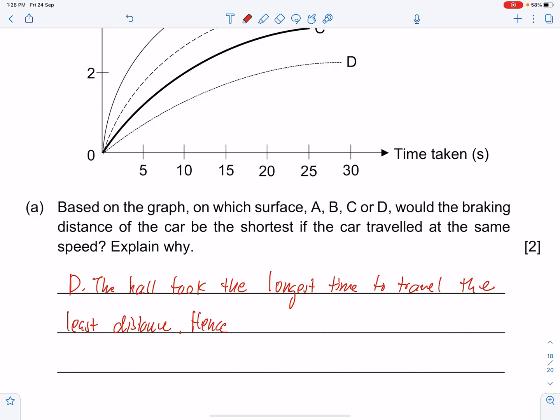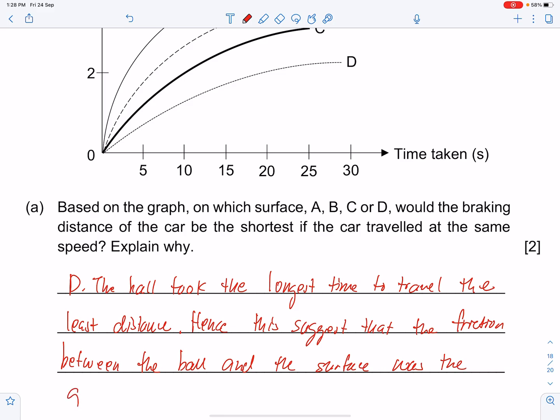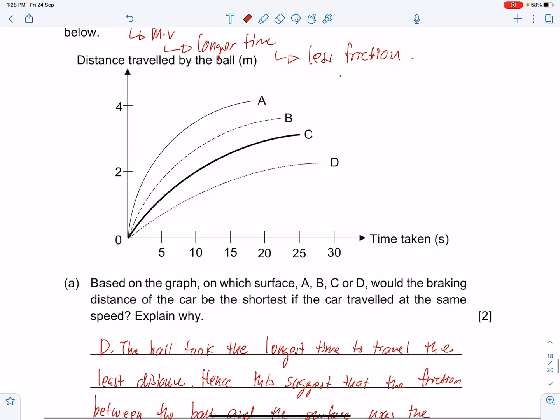Hence, this suggests that the friction between the ball and the surface was the greatest. Okay, next.